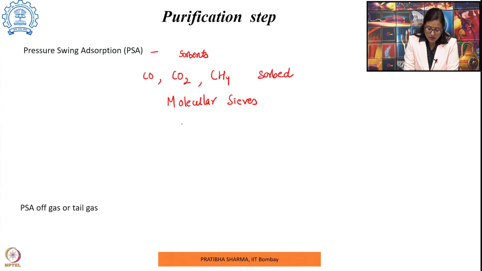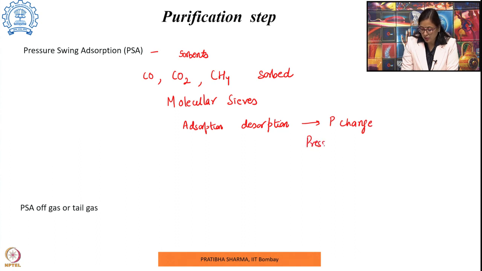Now, in these adsorbents, adsorption and desorption of the impurities occurs on the change of pressure. That is why the name is pressure swing adsorption. We can get high purity hydrogen when all these impurities are selectively adsorbed onto the adsorbent surface.